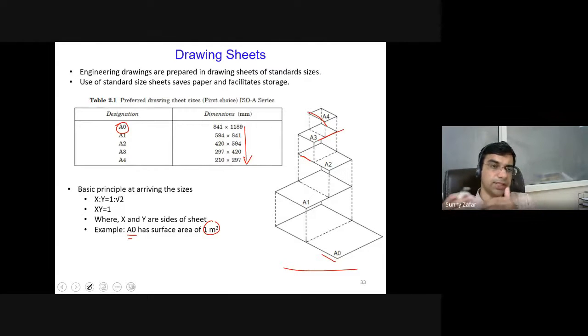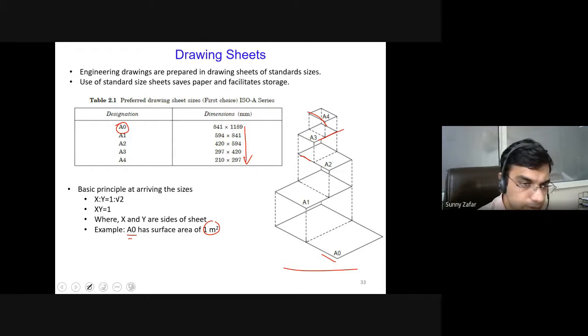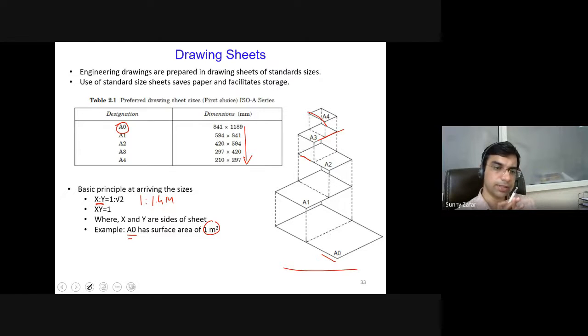This A4 is the same sheet as we commonly use in computer printers these days. That is the smallest possible size on which a machine drawing can be made, and the other sizes are bigger than this. The principle is that the length to width ratio of these sheets is 1 to root 2, or I can say 1 to 1.414. And if you multiply both of these, the product is generally 1, where x and y are the sides of the sheet.